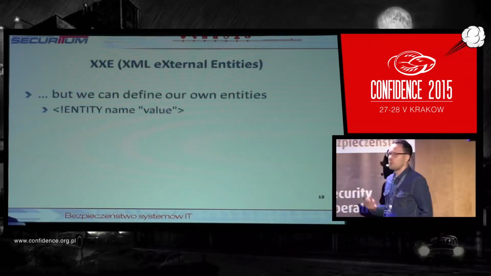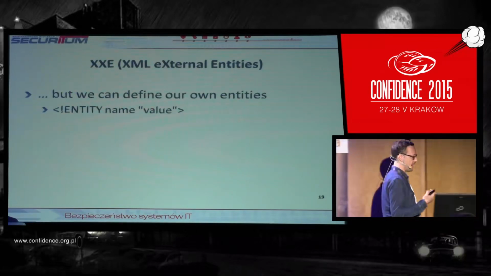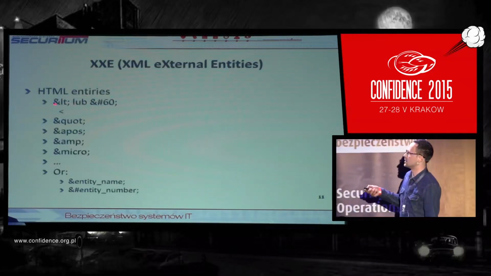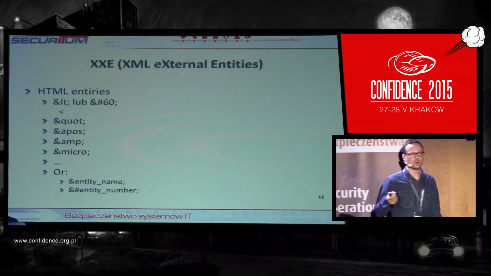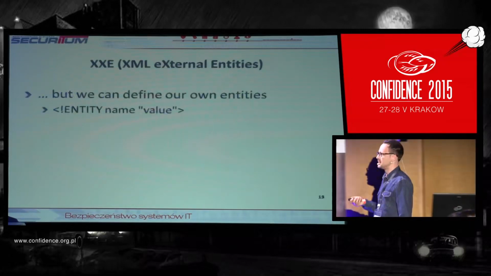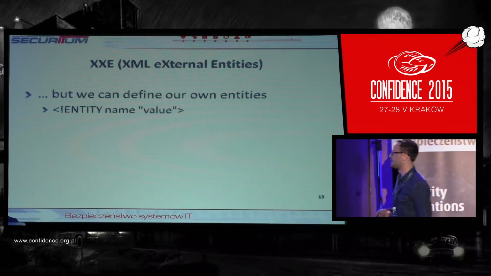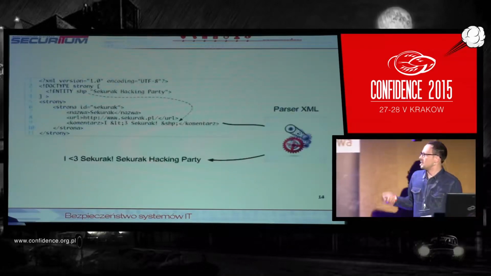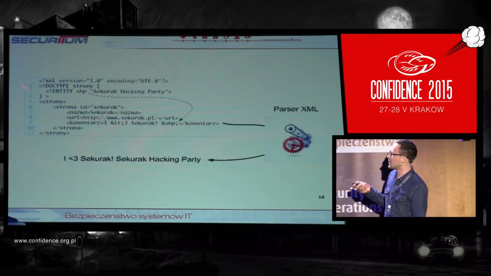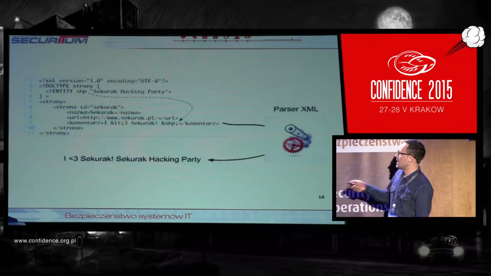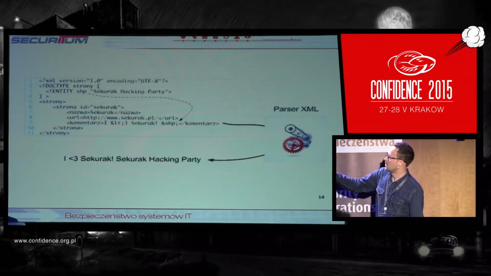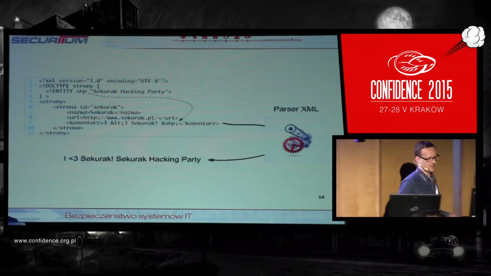In XML, we can also have entities, but only 5 entities are defined by default: lt, gt, apostrophe, quote, and ampersand. But in XML, we can define our own entities. Still no security problem yet. Normally it looks like this. Here in the doctype we have an entity declaration, and here we are using this entity. After parsing this through an XML parser, we have this result here. Okay, still no problem with security.